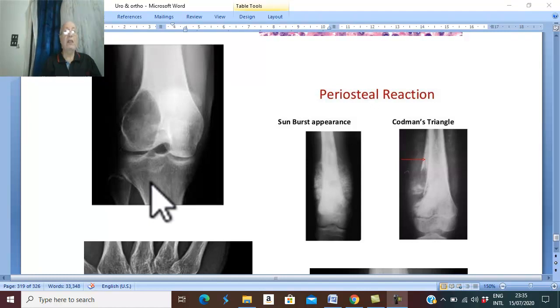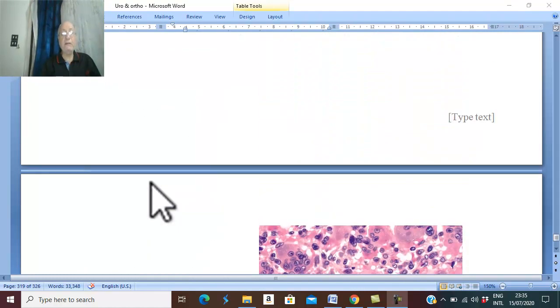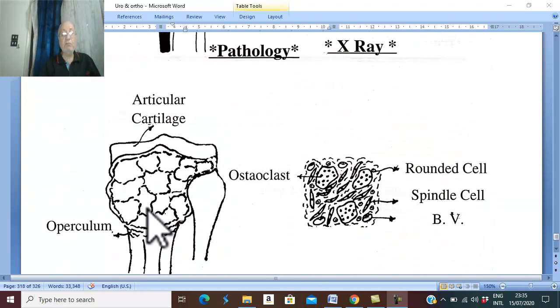Gross picture: the tumor causes bone expansion, and during expansion of the tumor the cortex becomes very thin, and this gives the tumor, during palpation, the sensation of eggshell crackling.